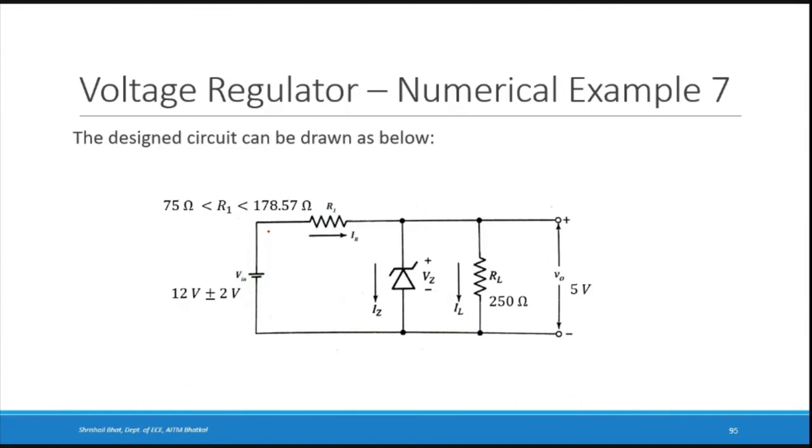You have some special purpose diodes like photodiode, LED, and photocoupler. Then you also have a 7805 voltage regulator, a fixed IC voltage regulator. So we will see that in the next class.